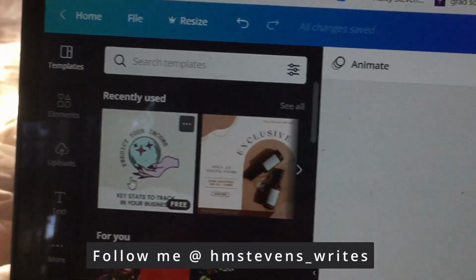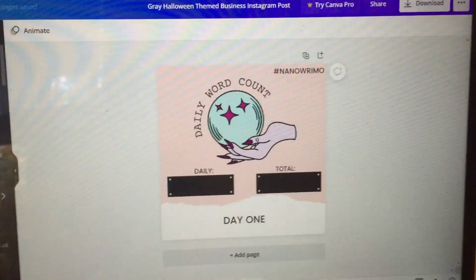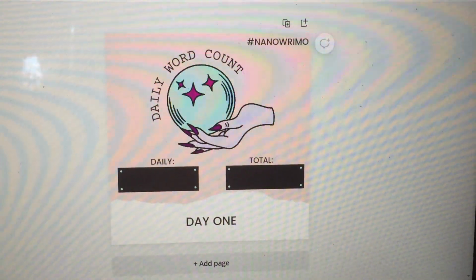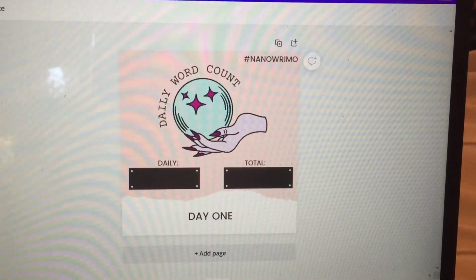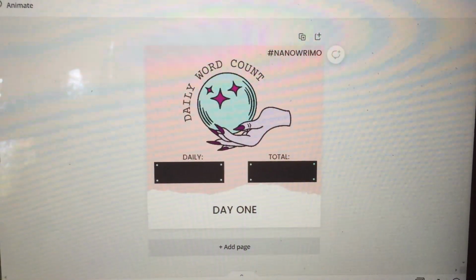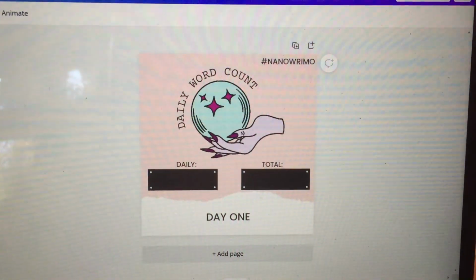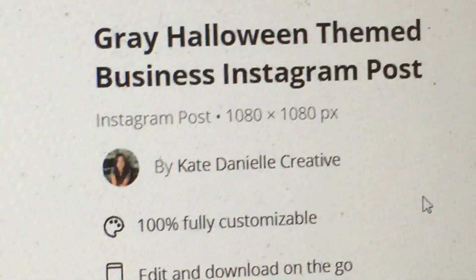This was the original one that I found for free. Because, you know, you gotta continue the witchery on into November, right? Not just for Halloween. And then I'll probably use a white font for the word count total, that kind of stuff. As I enter it in, I'll use white. I think that'll be a nice pop. So this is the one that inspired that, and that was by Kate Danielle Creative.